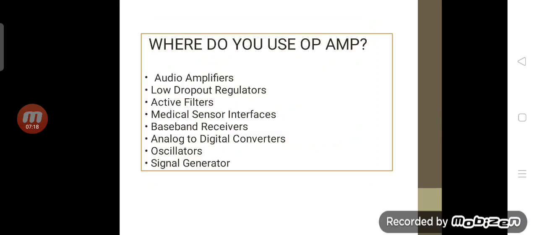Now we see the applications of op-amp. First, audio amplifier. Second, low dropout regulators. Third, active filter. Fourth, medical sensor interfaces. Fifth, baseband receivers. Sixth, analog to digital converters. Seventh, oscillators. Eighth, signal generator.